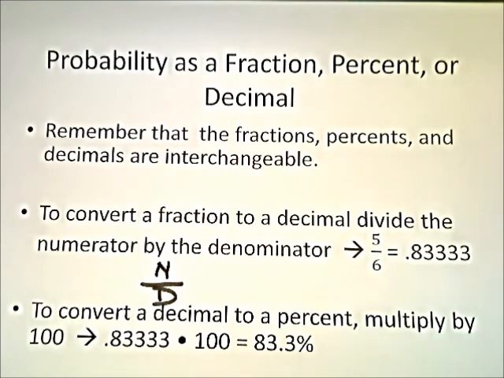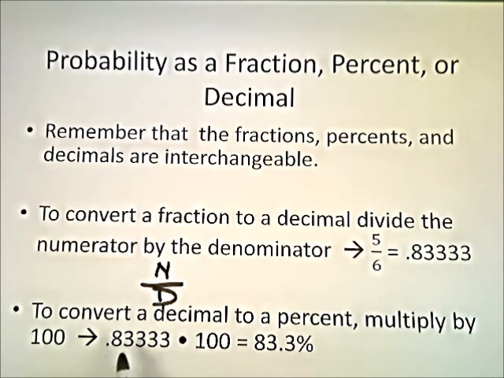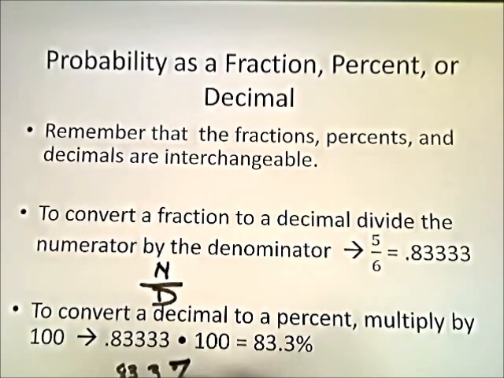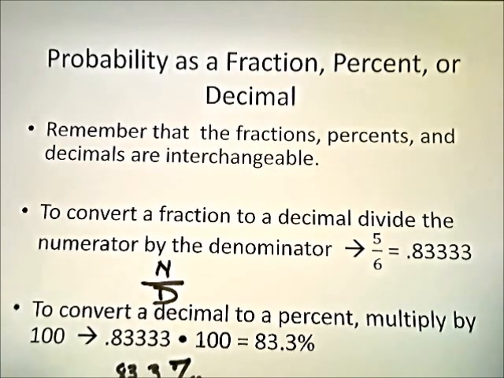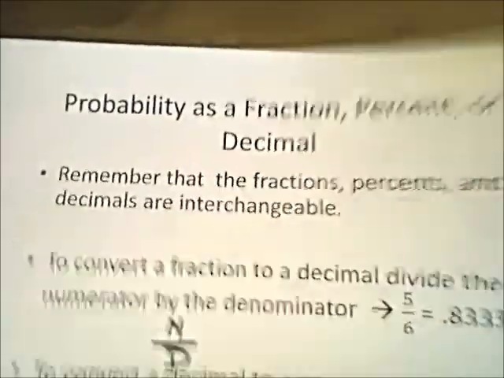To convert a decimal, which is the 0.83333, to a percent, we need to multiply by 100. I always found that easy by just thinking of my places as tens, hundreds, thousands, ten thousands, hundred thousands. So 10, 100, I would move it two places to 83.3, and this indicates hundredths, percent. So that's writing in fractions, decimals, and percentages.